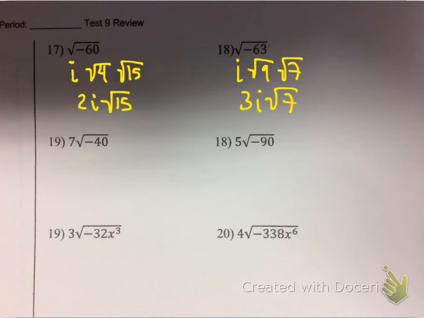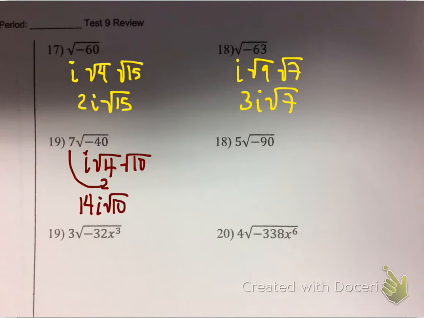40 is going to be, again, we've got an i here. Notice, I'm not going to even worry about the 7 just yet. And you've got 4 and 10. Square root of 4 is 2. Now I'm going to say 2 times 7 is 14i square root of 10.